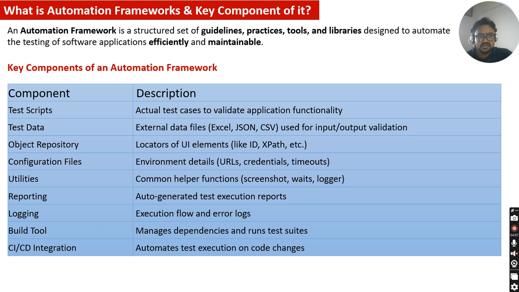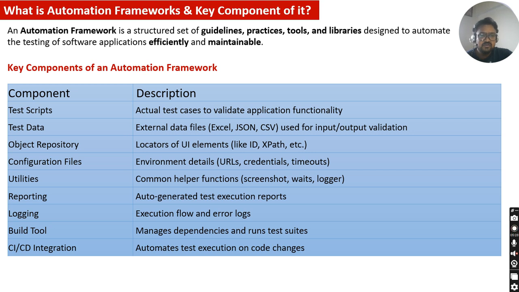Then CI/CD integration. If you are working on any cloud-based application where you need a CI/CD integration, you can use Jenkins or any other tool, where you can execute your Selenium code whenever small changes happen to your master Git branch and so on. Then one more thing, Git, which you can call source control management. This is also part of your automation framework, where you upload your overall code and automation scripts.